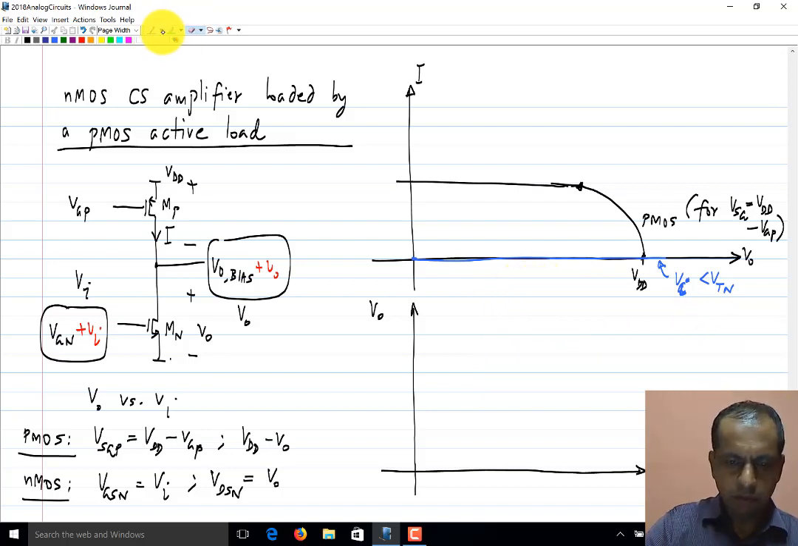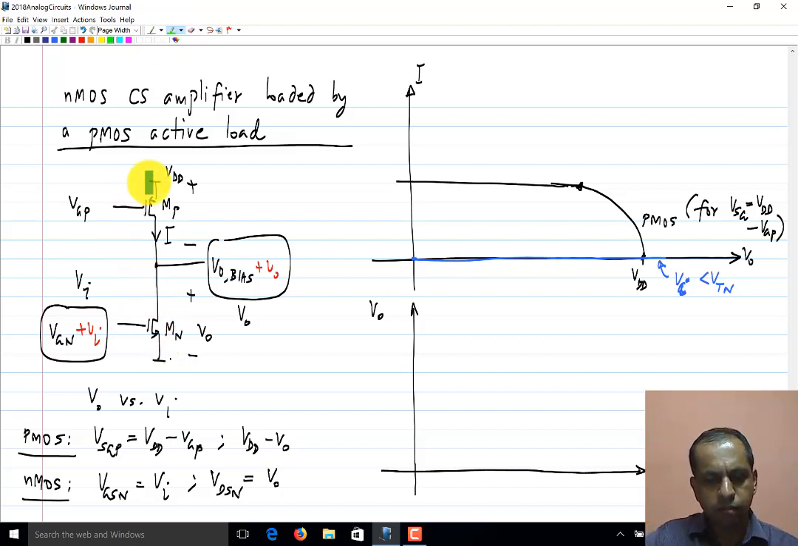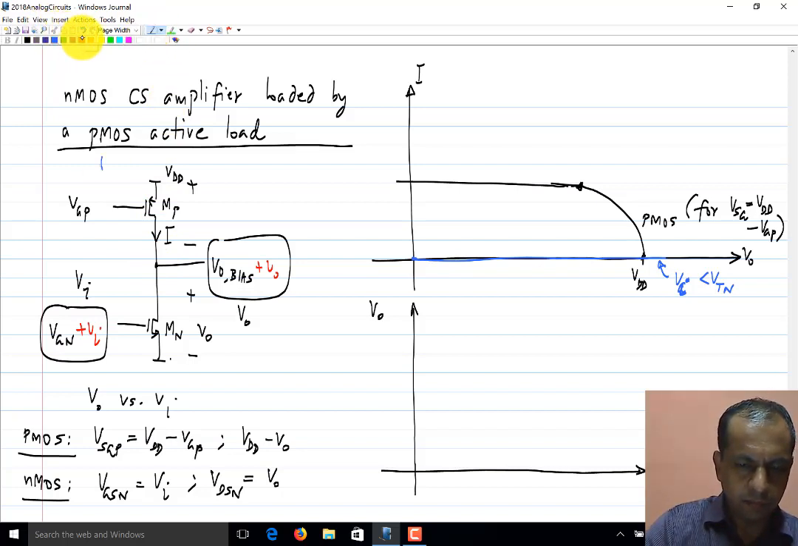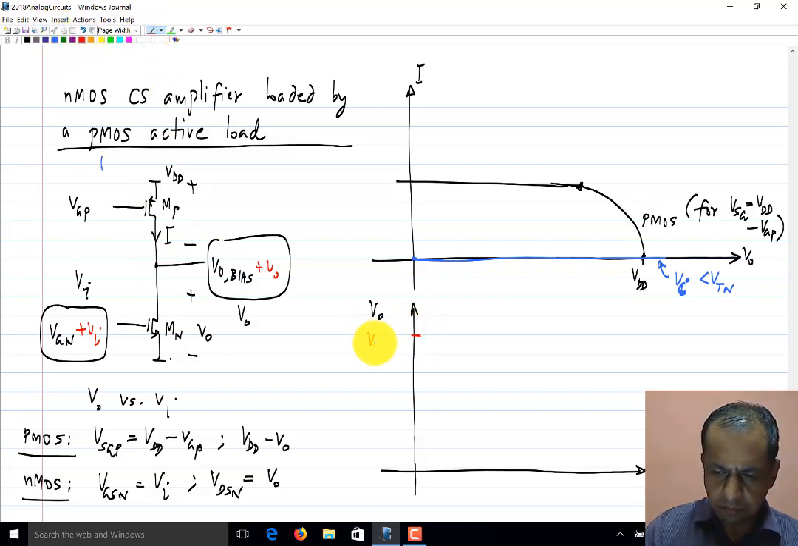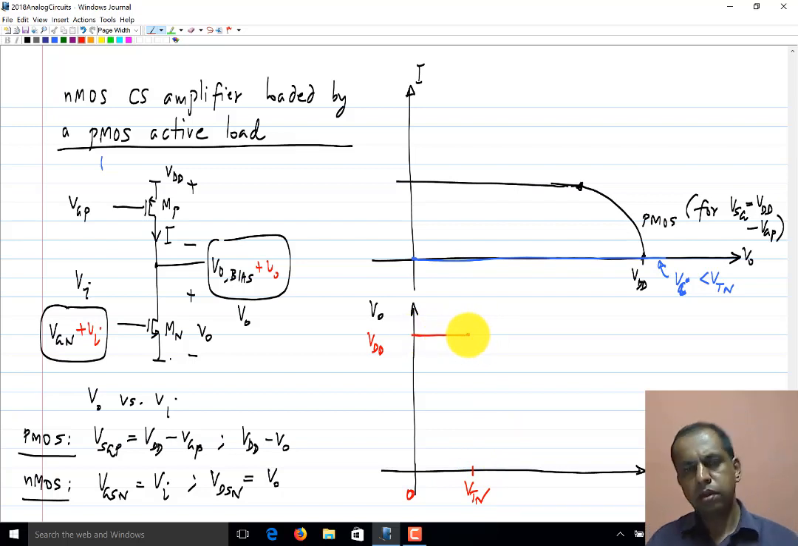Now if this current is 0, you can see that the point of intersection is at VDD. So that is, this node will be at VDD. A transistor that is on can carry a zero current only if its source drain voltage is zero. So the voltage across the PMOS transistor is zero and the output voltage is at VDD. So for Vi from 0 to VTN, the output voltage will be equal to VDD.